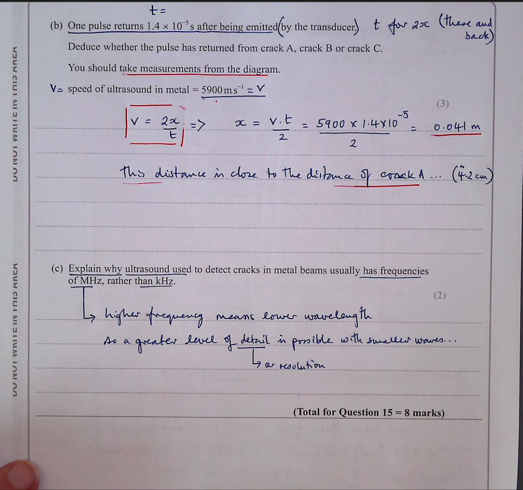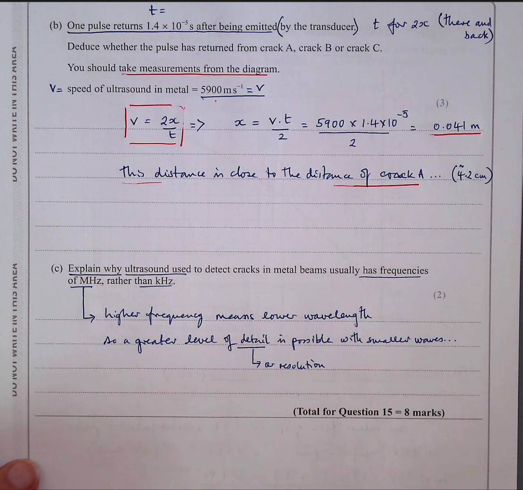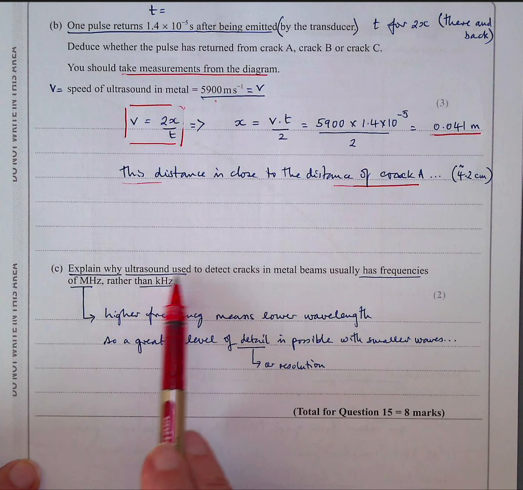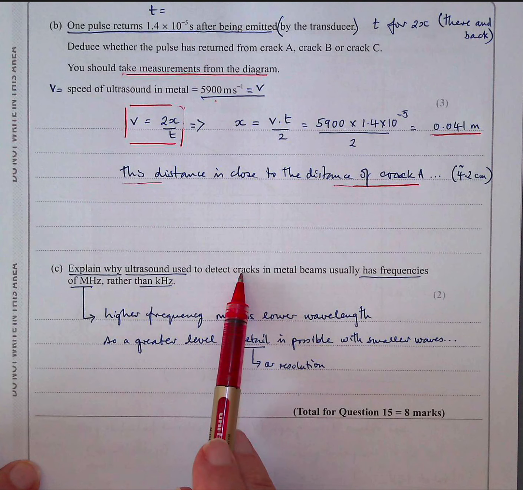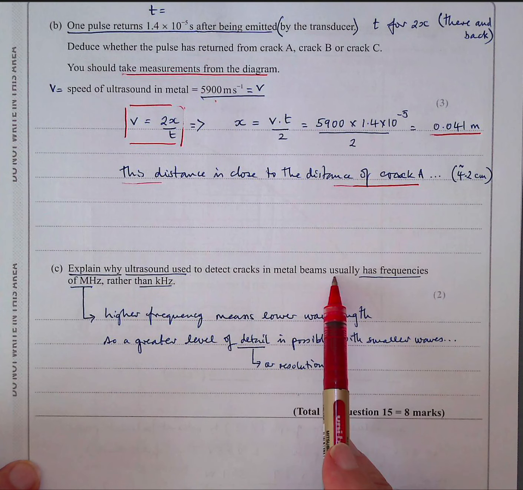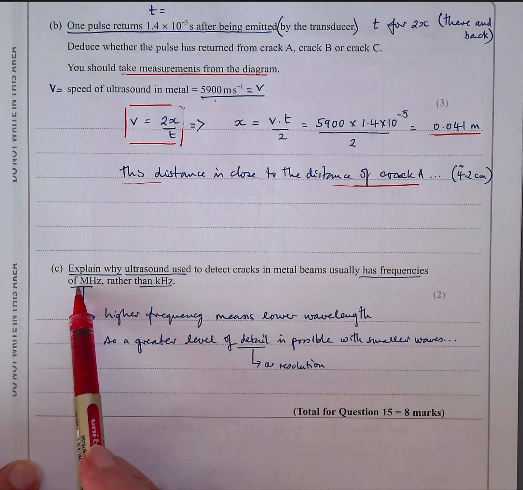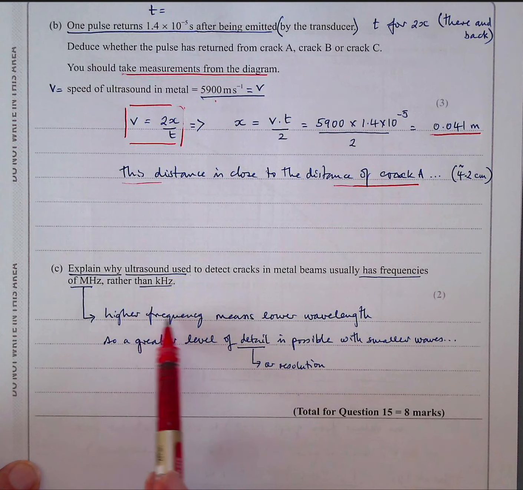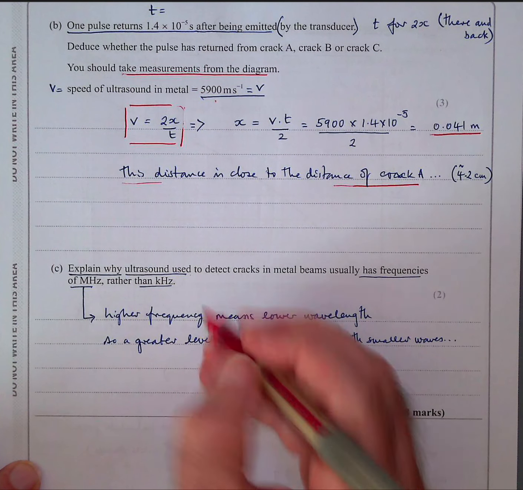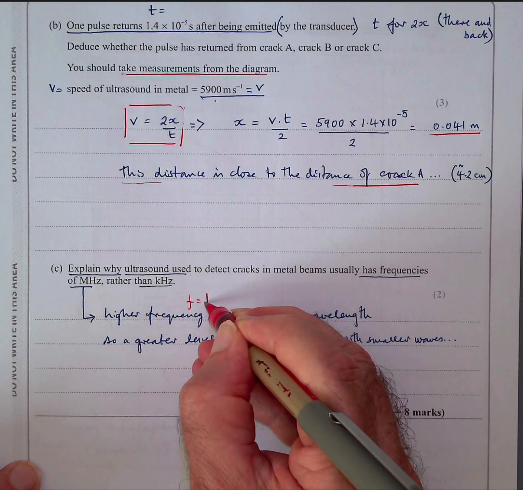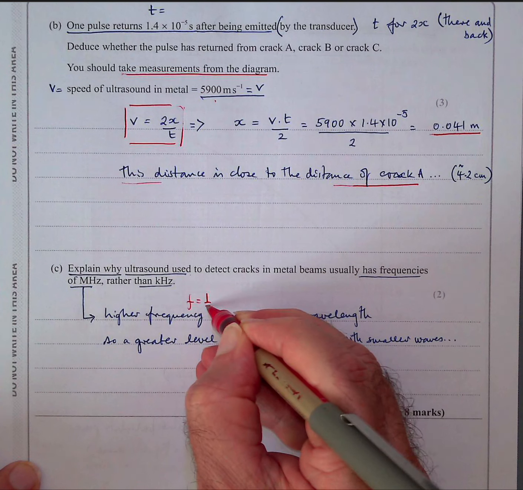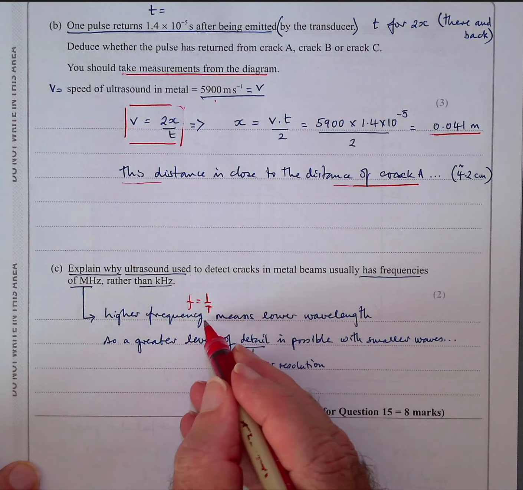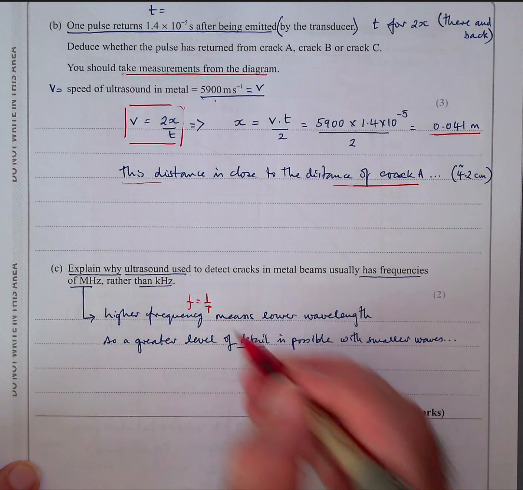Maybe it depends on the printer that's being used. Okay, then it says explain why ultrasound used to detect cracks in metal beams usually have high frequencies, megahertz rather than kilohertz. Well, a higher frequency, remember frequency is also proportional to 1 over period, means the pulses of sound are much smaller, and that means also a lower wavelength.